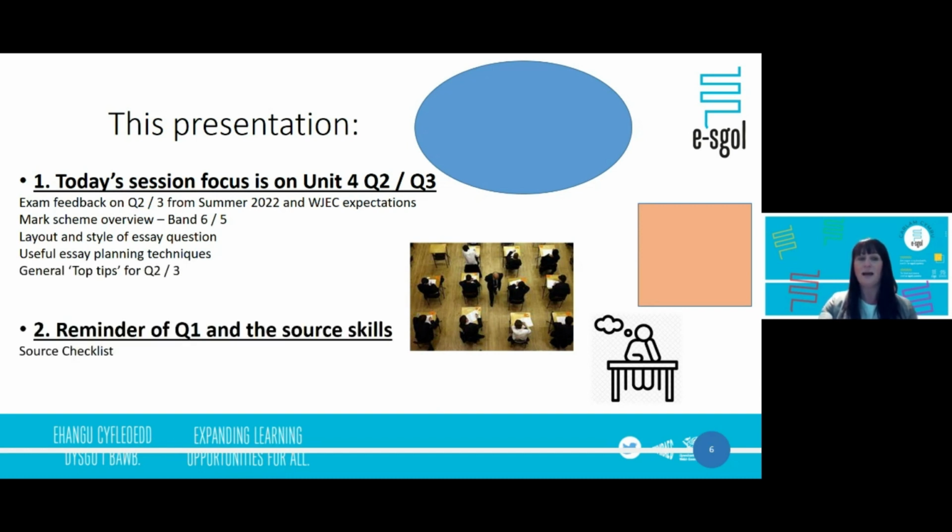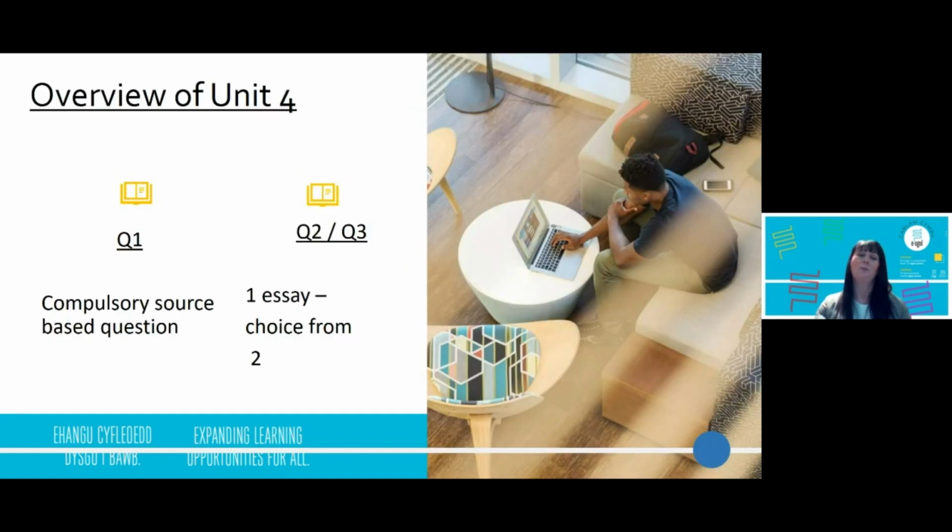If we have a bit of time at the end, I will go over question 1, the source skills that we looked at last week, and reissue the source checklist that we went through as well. So tonight's session is going to be looking at essay skills from previous units that you've done in history, and also a refresh on your source skills from our last session. So it's going to be a mix of new ideas with some thoughts and ideas that you hopefully already have on the course. So we're fully aware of how unit 4 is set out.